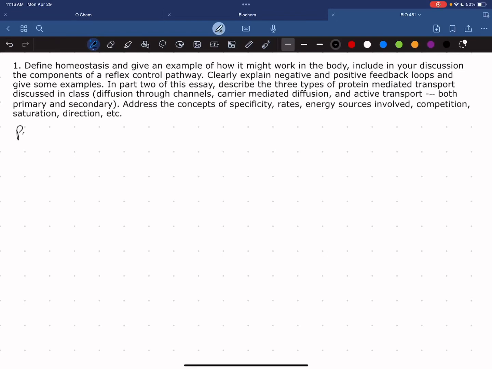Right, so for part one of this essay question, we're going to start off with homeostasis. Homeostasis can be defined as the body's ability to regulate internal conditions. An example of homeostasis within the body is body temperature.